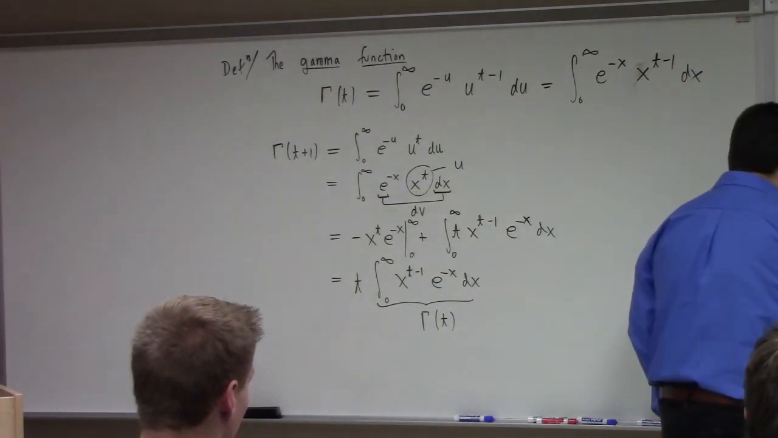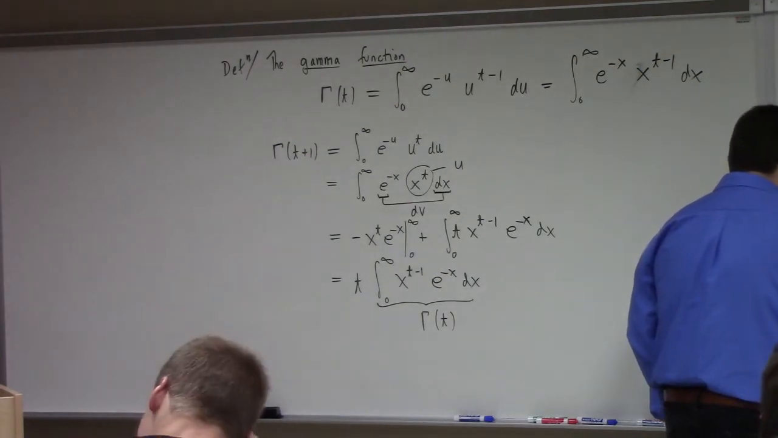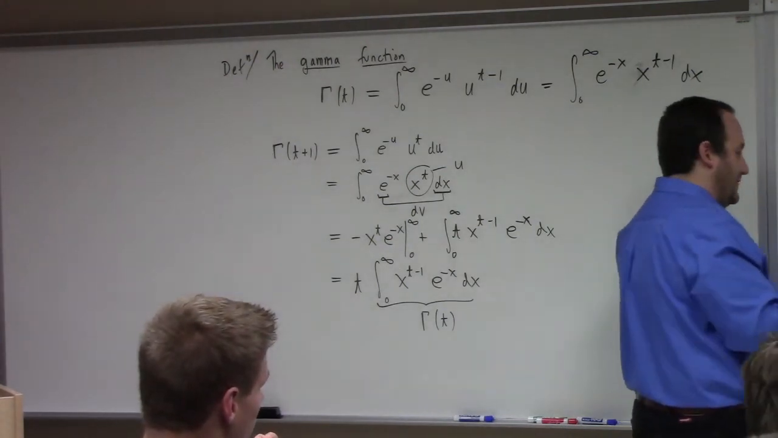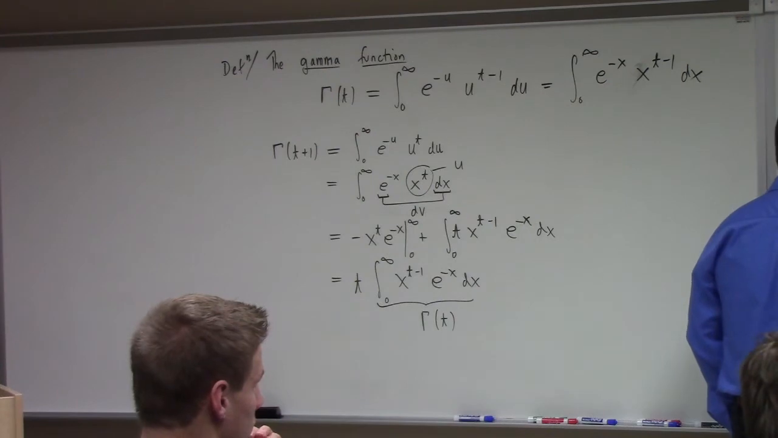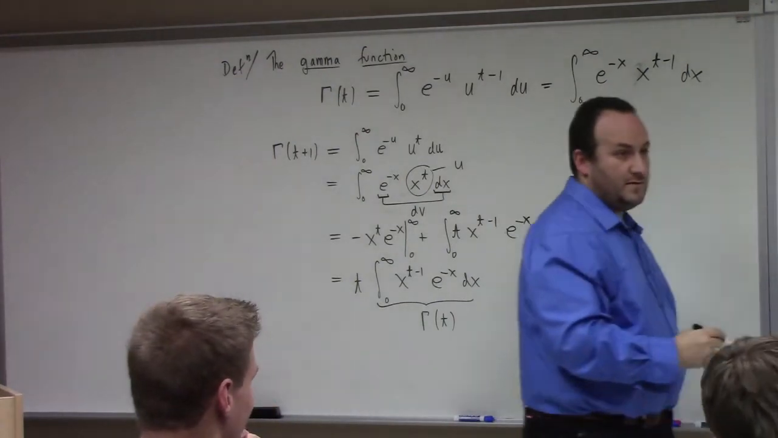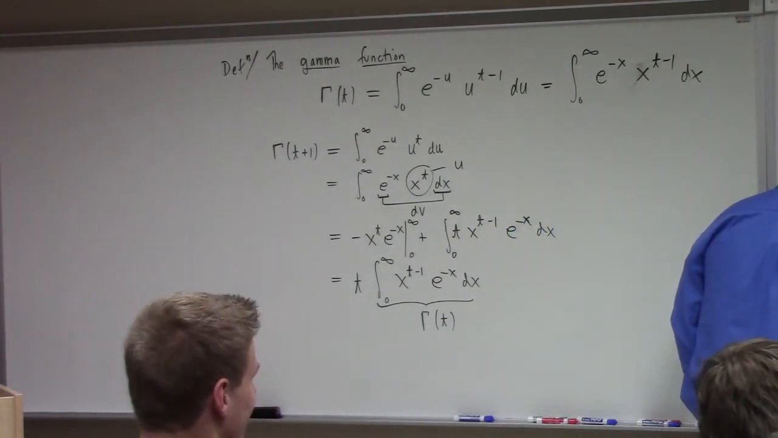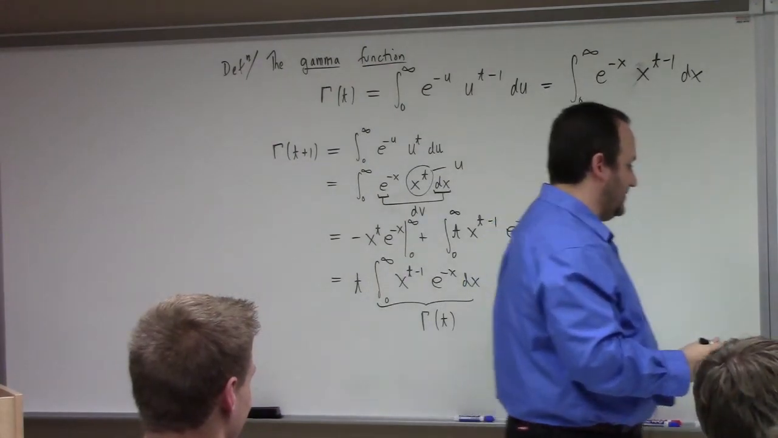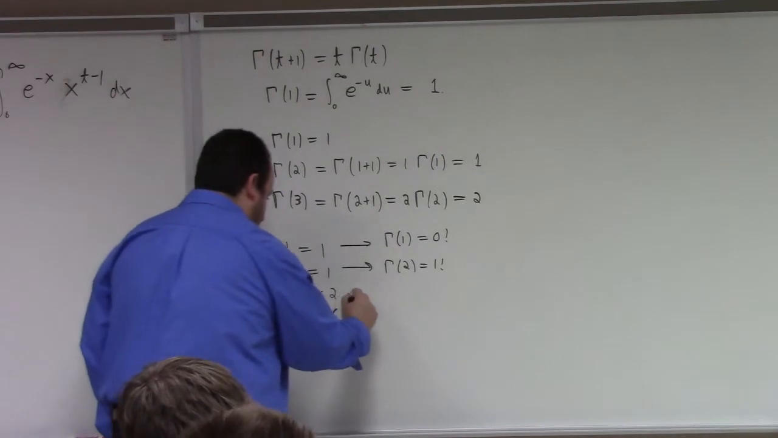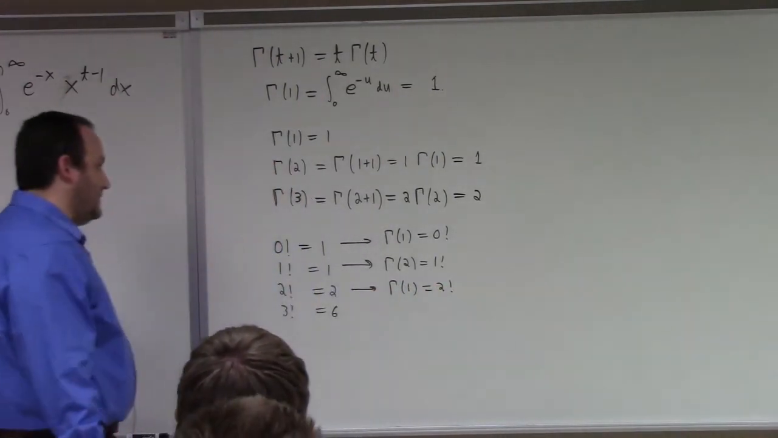All right, so anyway, this should start to look familiar. What's 0 factorial? It's 1. 1 factorial, 1. 2 factorial, 2. 3 factorial, 6. So in other words, gamma of 1 is 0 factorial. Gamma of 2 is 1 factorial. And of course, gamma of 3 is 2 factorial. So you see what the pattern is here.